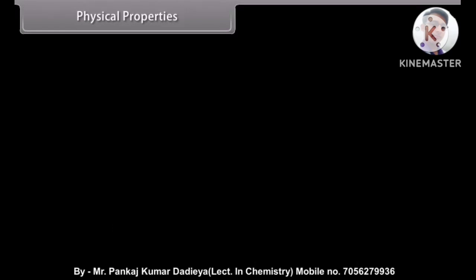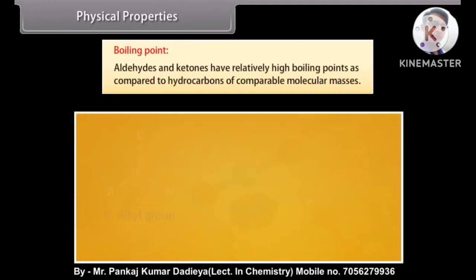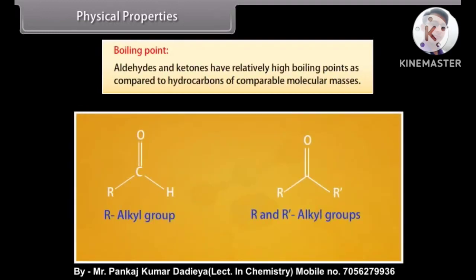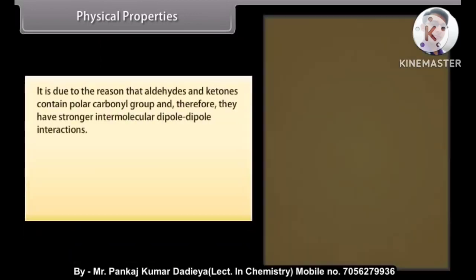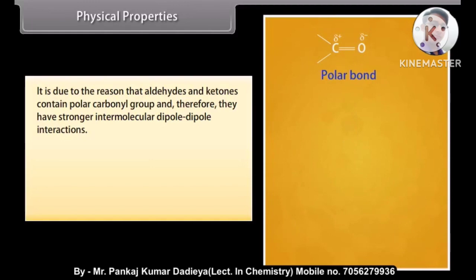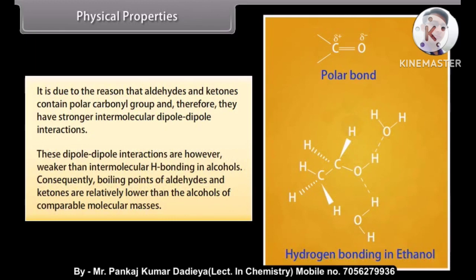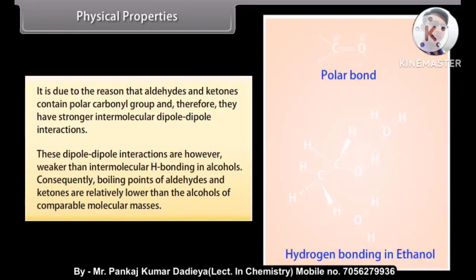Physical properties. Boiling point. Aldehydes and ketones have relatively high boiling points as compared to hydrocarbons of comparable molecular masses. It is due to the reason that aldehydes and ketones contain polar carbonyl group, and therefore they have stronger intermolecular dipole-dipole interactions. These dipole-dipole interactions are, however, weaker than intermolecular hydrogen bonding in alcohols. Consequently, boiling points of aldehydes and ketones are relatively lower than the alcohols of comparable molecular masses.